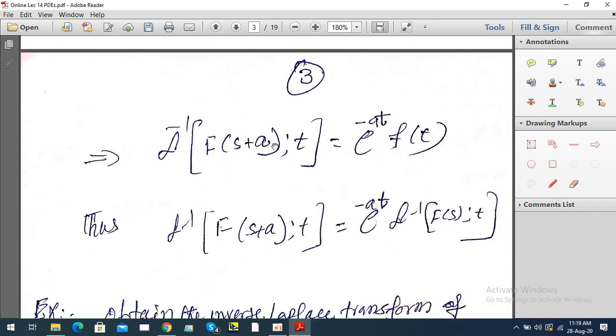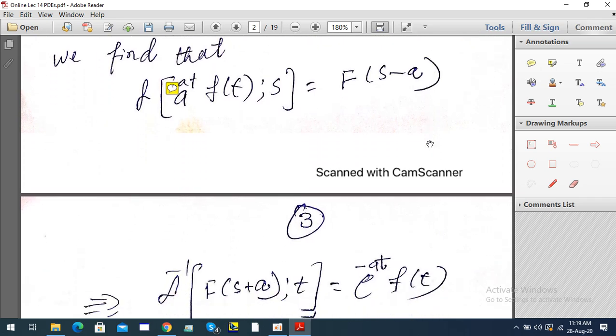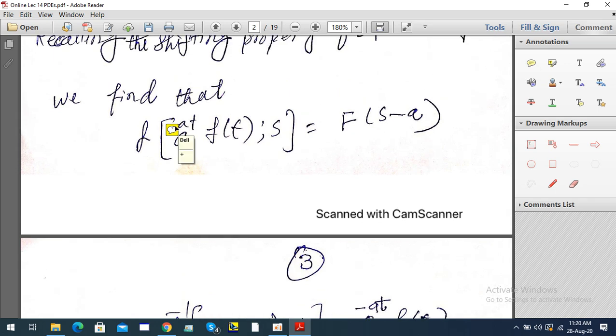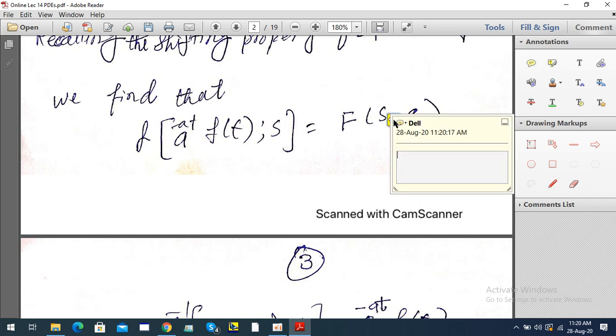Laplace inverse of F of s plus a equals e power minus at f of t. Okay, you can see here. Sorry, we have to change this one. This should be positive.